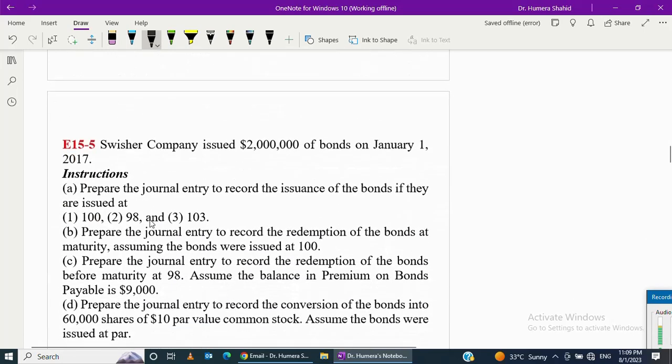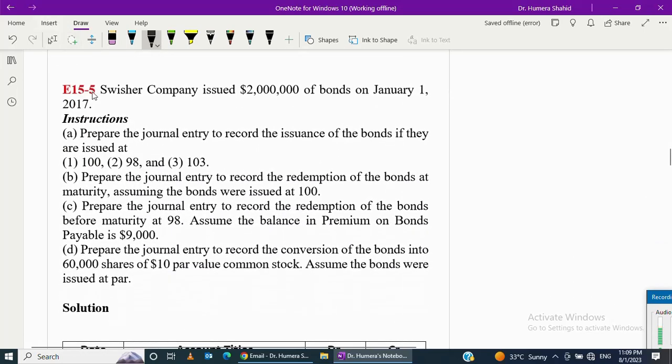Let's move on towards the next question, which is exercise number 15-5. Swisher Company issued $2 million of bonds on January 1st, 2017. They didn't say at face value or discount or premium. So let's read the instructions. The instruction says to prepare the journal entry to record the issuance of the bond if they are issued at 100.